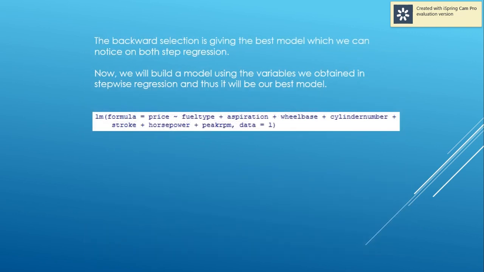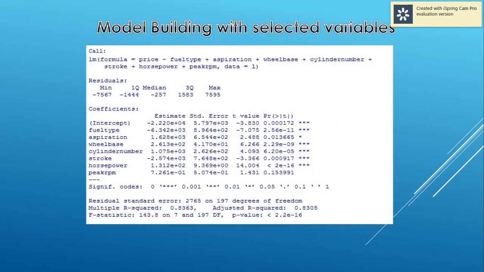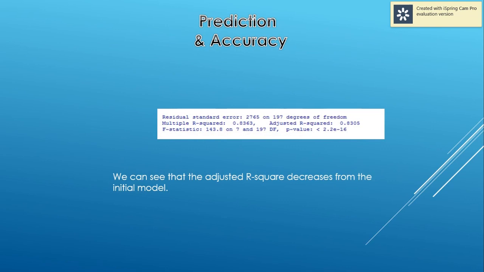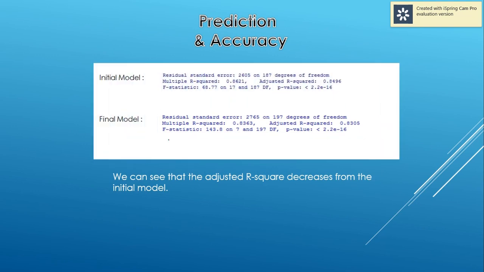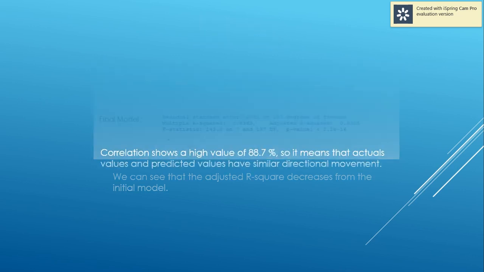This is our final model which we will work with. Model summary: now we have the best selected variables and the model summary looks like this. We can see adjusted R squared is around 83%. Now prediction and accuracy. We can see that the adjusted R squared decreases from the initial model. Initially it was around 85%, but in our final model it is around 83%.